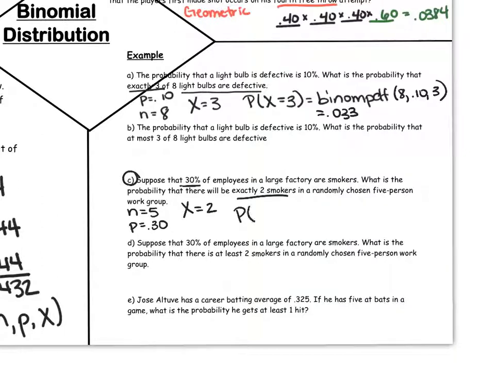So I want to calculate, and you need to write these statements too, by the way, the probability that X equals 2. That's what you're calculating, and that's equal to binomial PDF. Your N is 5, 0.3 for a P, your X is 2. So we calculate that.